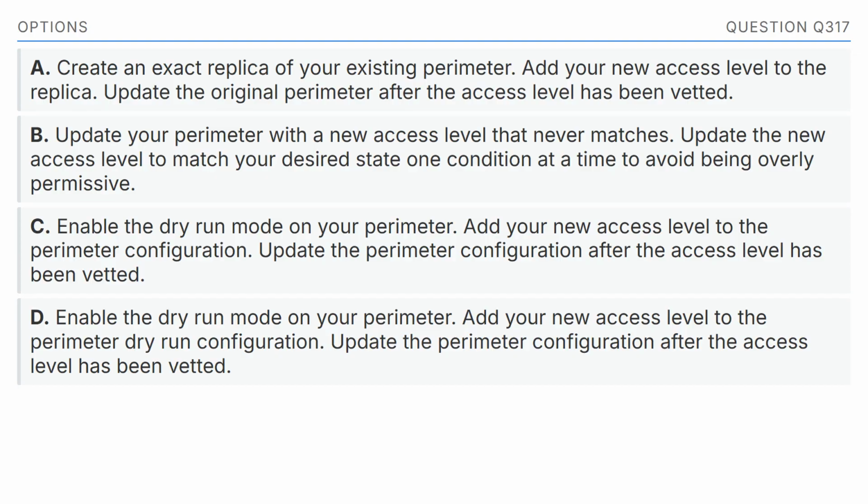Option C, enable the dry run mode on your perimeter. Add your new access level to the perimeter configuration. Update the perimeter configuration after the access level has been vetted. Option D, enable the dry run mode on your perimeter. Add your new access level to the perimeter dry run configuration. Update the perimeter configuration after the access level has been vetted.